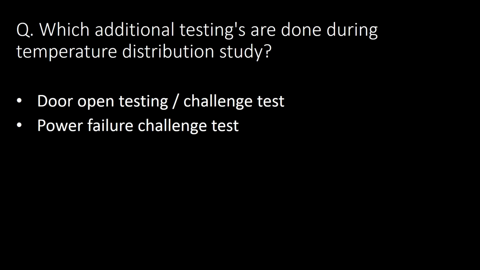Next question, which additional tests are done during temperature distribution study? The first additional test is door open testing or challenge test. This test is done to determine the time for which we can keep the door open without impact on the temperature inside the study room. The second test is power failure challenge test. This is done to determine the time for which power failure will not have impact on temperature inside the study area.